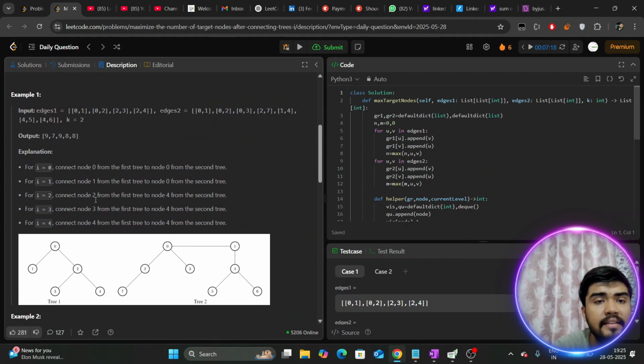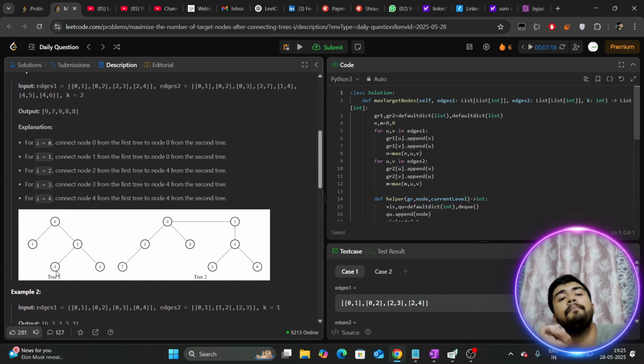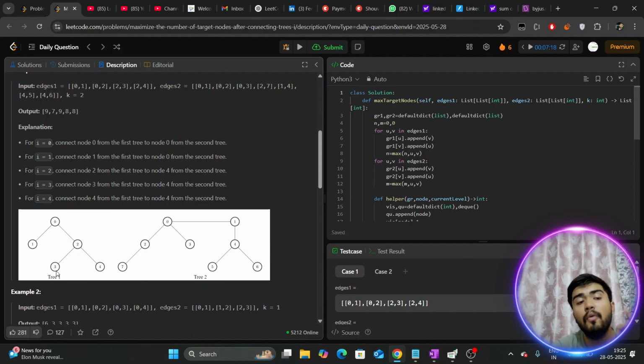So these are edges. So this is the pictorial implementation, like the pictorial view. Now we have to consider, for every node of tree 1, what is the maximum possible targets, right? And we have the liberty, when we are calculating the answer for node 0, to connect this node 0 to any node of the second tree. So that liberty we have, we can connect this to any node of the second tree, right?